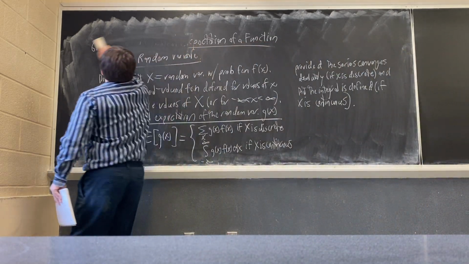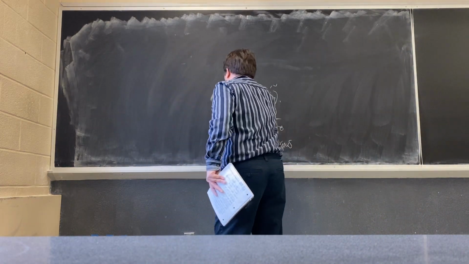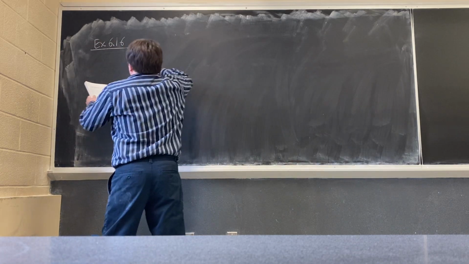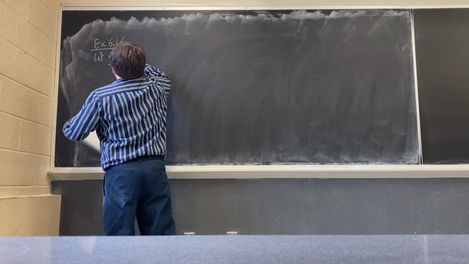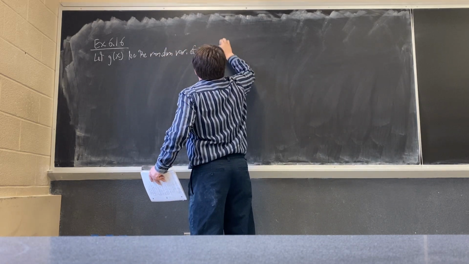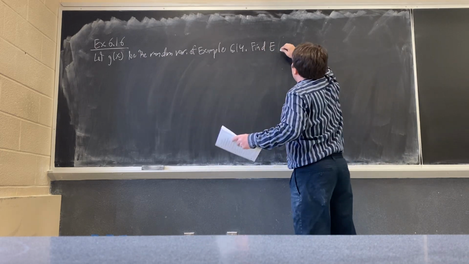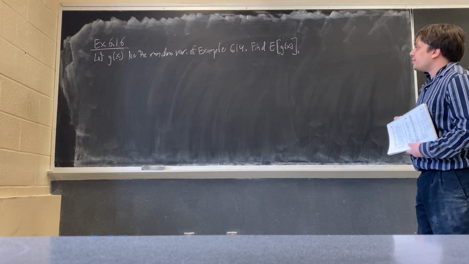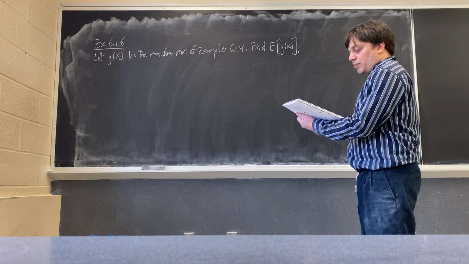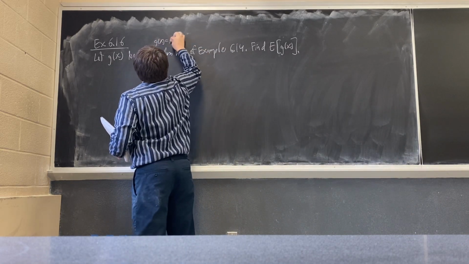Okay, so now let's do an example. Okay, so example 6.16. Let g of x be the random variable of example 6.14. Find E of g of x. Okay, so let g of x be the random variable of example 6.14. And so that was, all right, so that's the one we just did, right? Where g of x is x squared. G of x equals x squared.